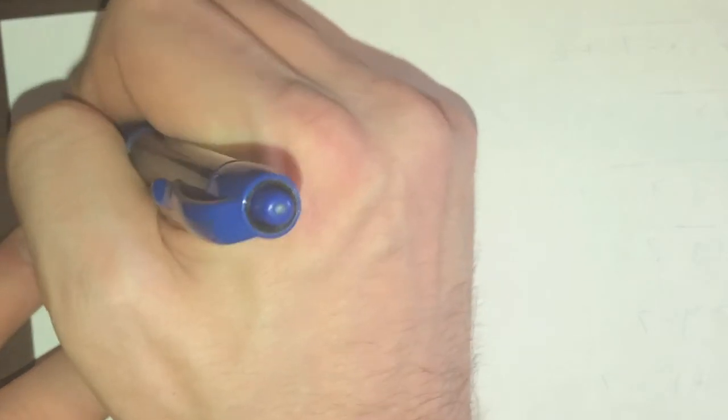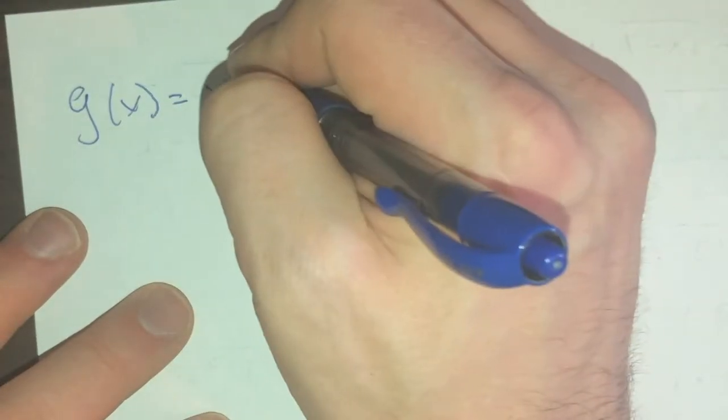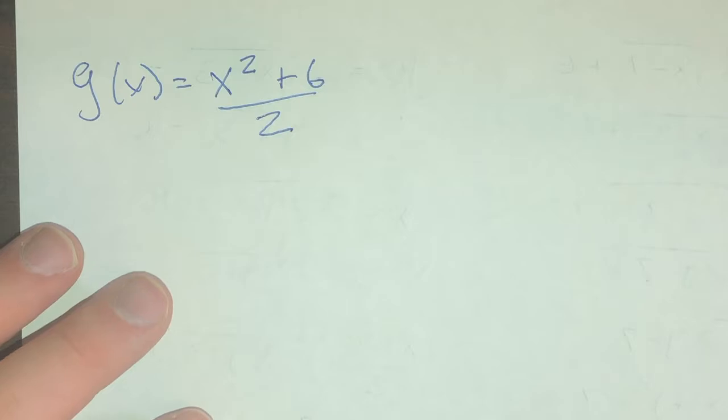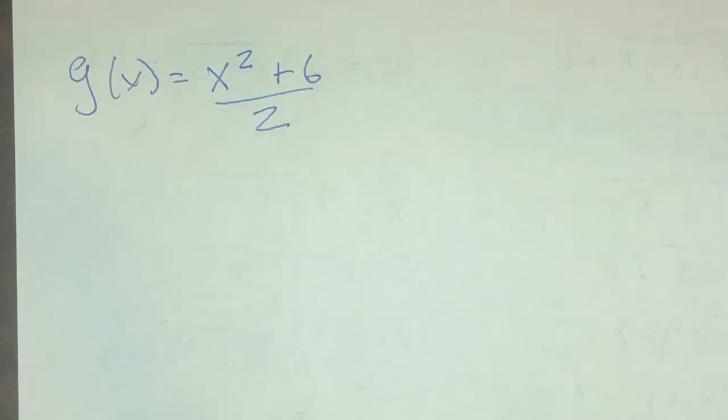I'm going to do one more you try problem. Here's what I'm going to ask you to do, just one more. Let g of x equal x squared plus 6 over 2. Okay, I want you to try to calculate the inverse. And then when you're ready, we'll go ahead, unpause, and we'll see if you're right.